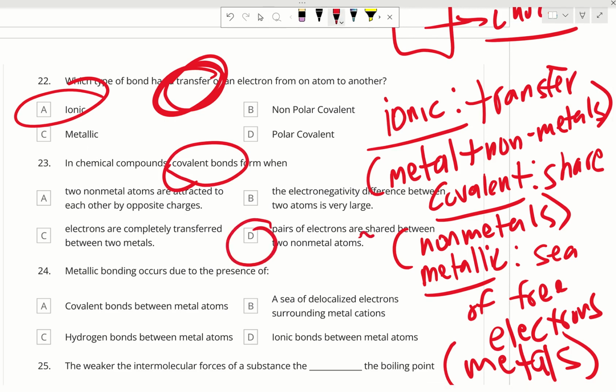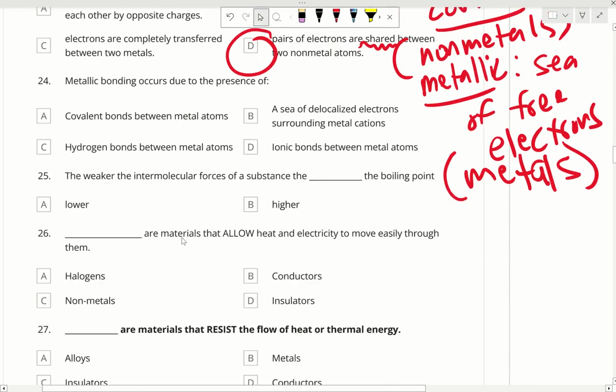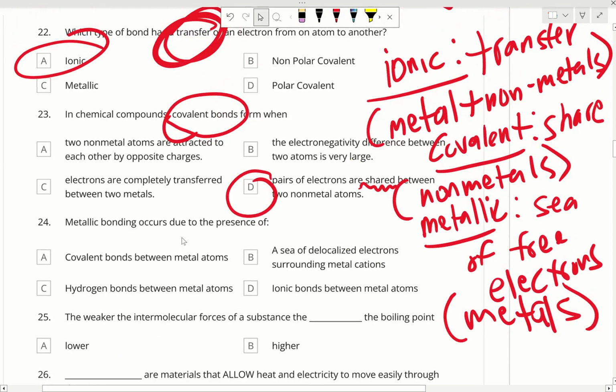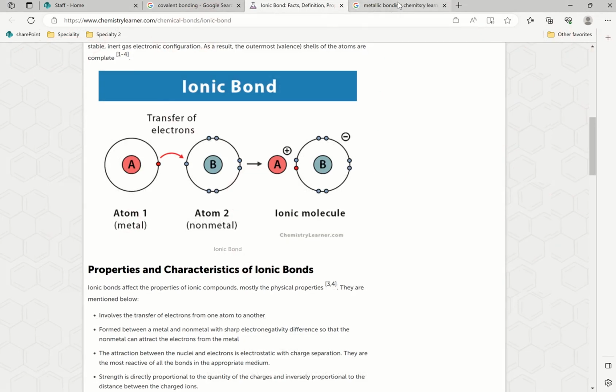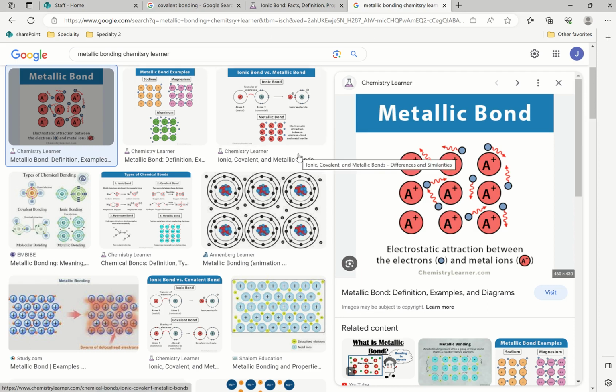Number 23, when you see covalent bonds, look for the word share. So a pair of electrons are shared between two non-metal atoms. Number 24, metallic bonding occurs due to the presence of a sea of free electrons. So if you look at this picture, these over here are a sea of free electrons.